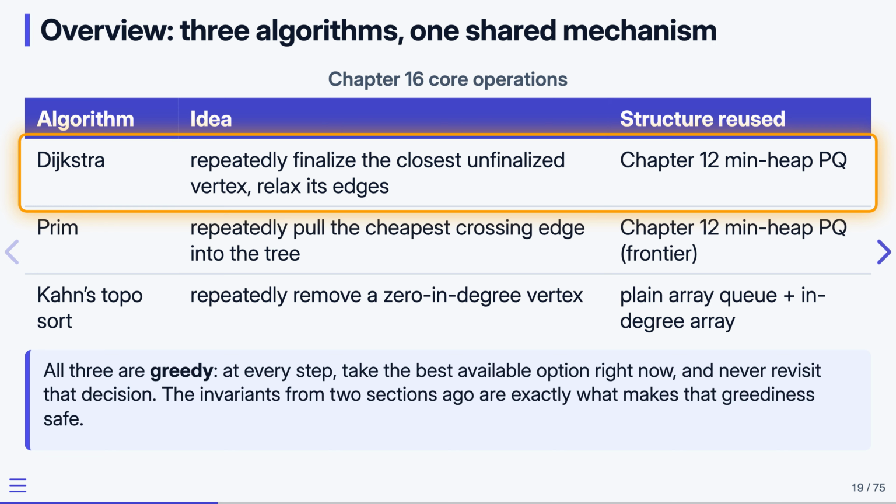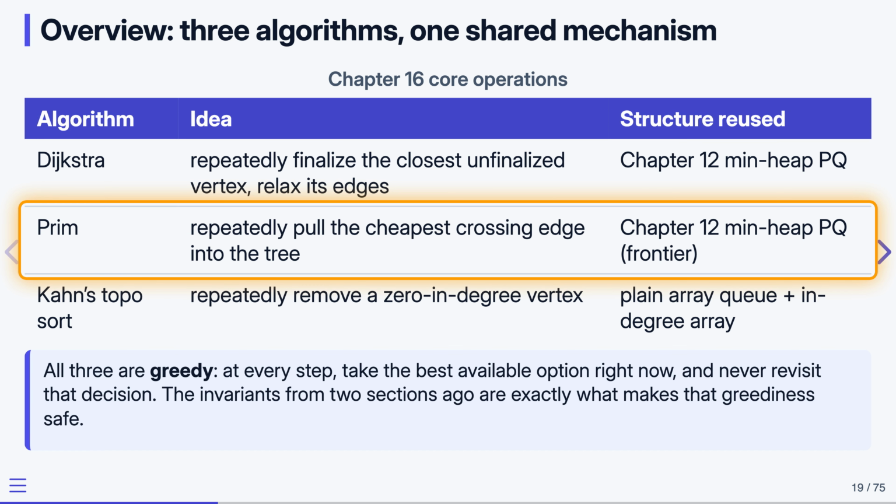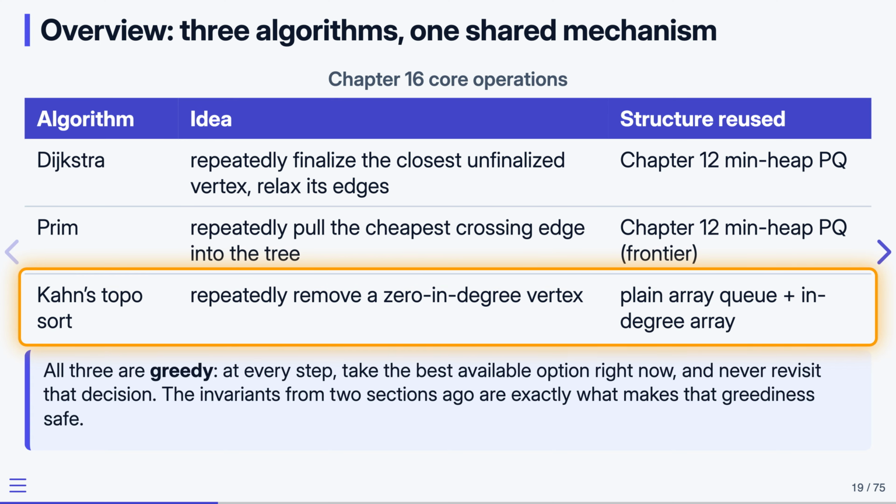Dijkstra repeatedly finalizes the closest unfinalized vertex, then relaxes its edges. It reuses the Chapter 12 min-heap priority queue. Prim repeatedly pulls the cheapest crossing edge into the tree. It reuses the same min-heap priority queue to hold its frontier. Kahn's algorithm repeatedly removes a vertex with 0 in-degree. It uses a plain array queue plus the in-degree array.